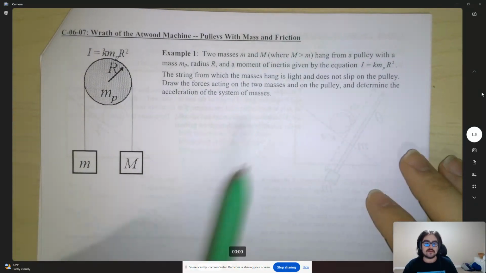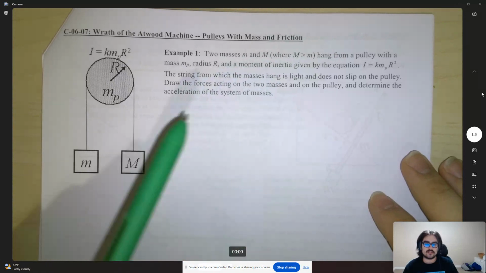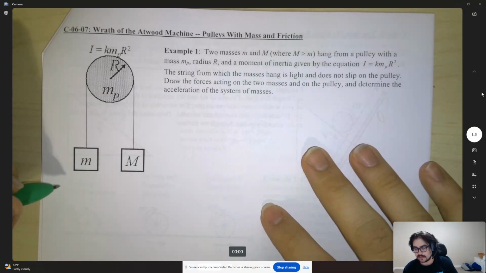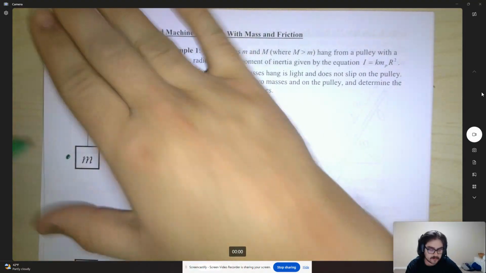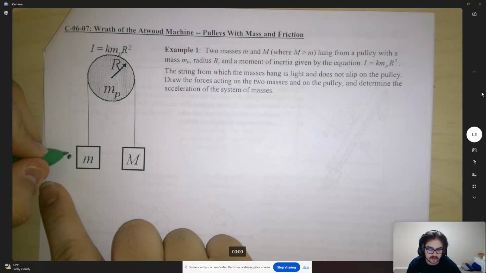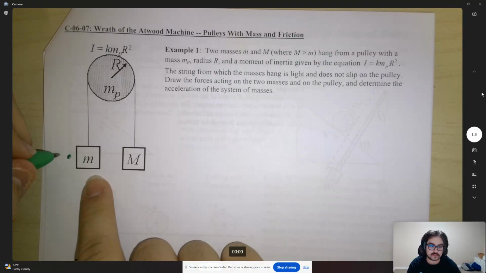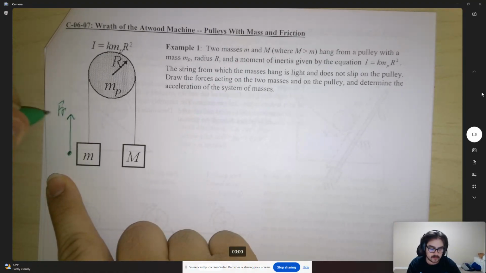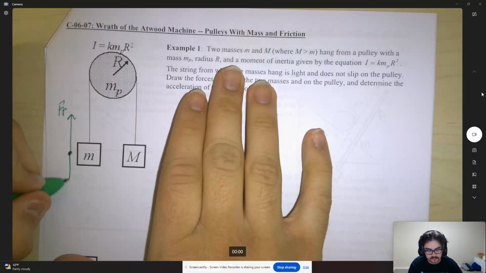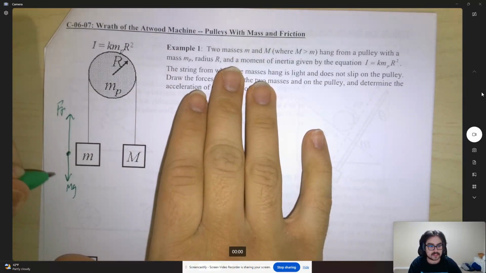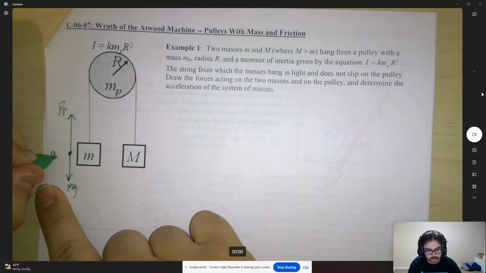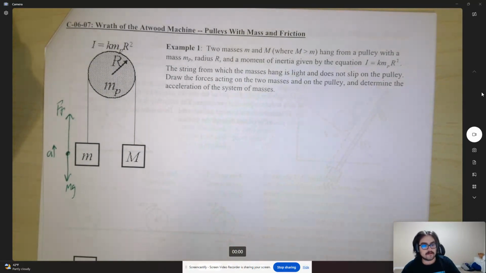So we want to figure out the forces acting on the two masses and on the pulley, and determine the acceleration of the system of masses. I'm going to use green for my little mass here on the left. If I were to draw my forces, the bigger mass is going to fall, this one is going to rise, so it should have a greater amount of tension force going up, and a smaller amount of mg going down. So my net acceleration should be going up here.